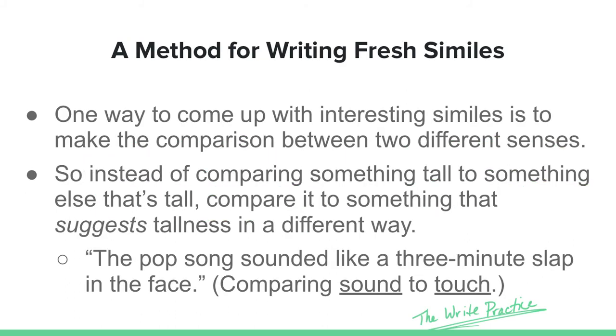So here's another method for writing fresh similes. I got this from a blog called The Right Practice. It says to make the comparison between two different senses. So instead of comparing something tall to something else that's tall, compare it to something that suggests tallness in a different way. For instance, here is a simile I wrote. The pop song sounded like a 3-minute slap in the face. Well, slap in the face is something you feel, but I'm talking about sound, so I'm comparing sound to touch, but it makes it surprising and effective. So that's a method you could use too.